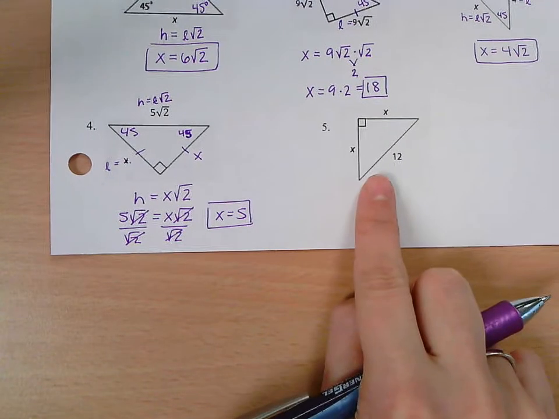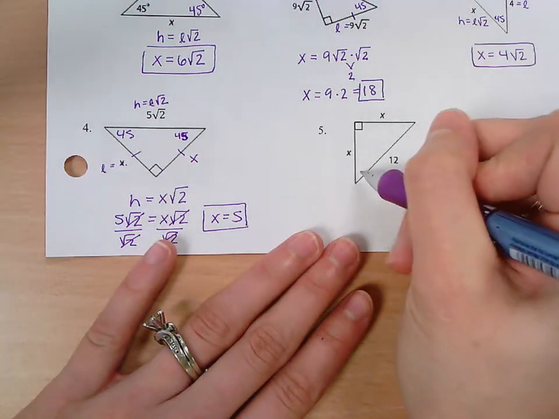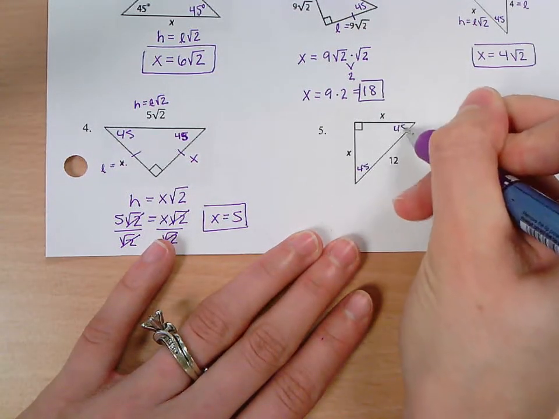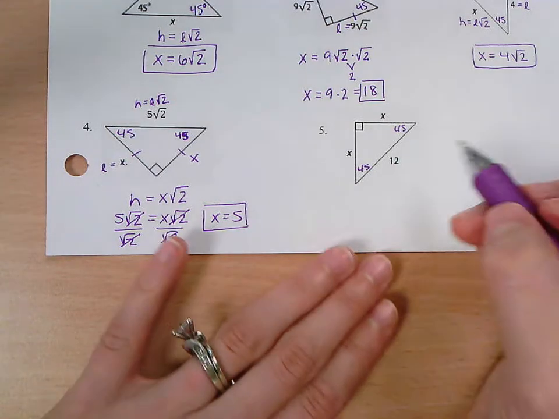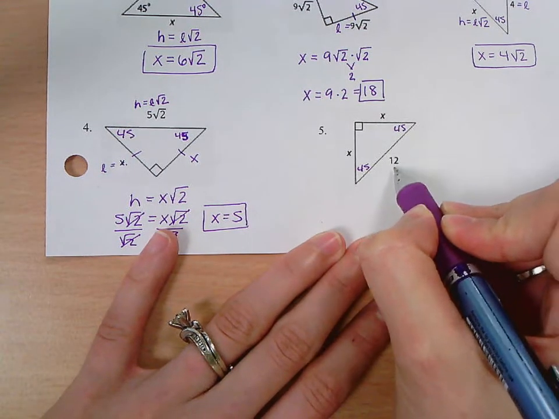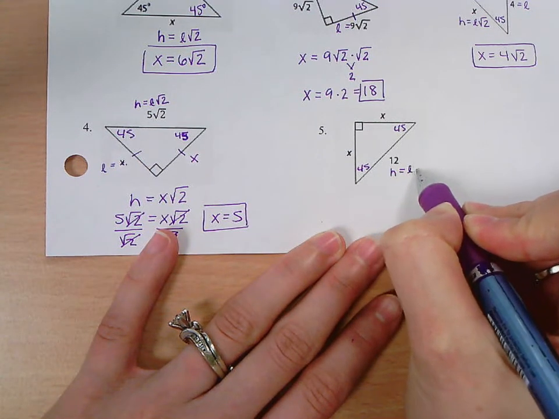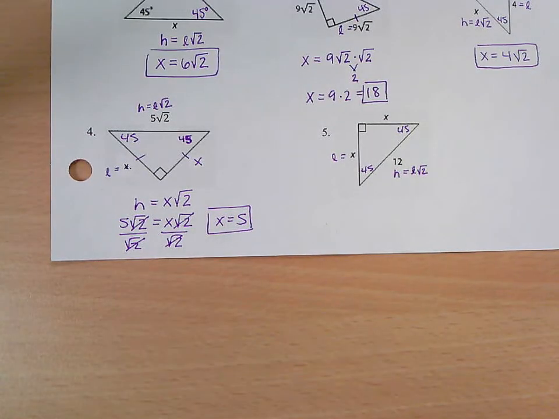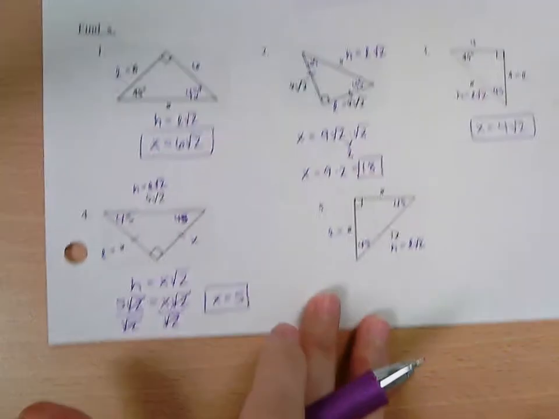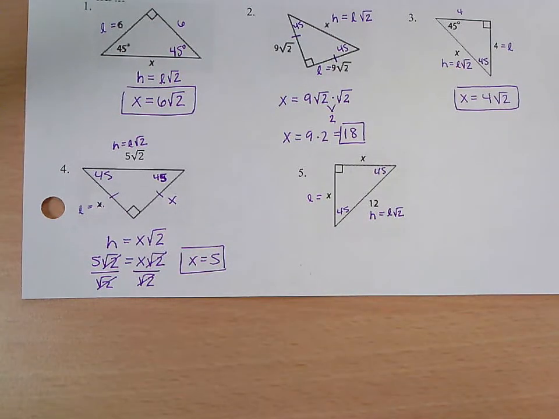So let's look at 5 as well. So we have our hypotenuse is 12. We're told both legs are X, so we know this is 45, 45, 90 since the legs are the same. And so this is my hypotenuse. It's equal to the leg times the square root of 2, and my leg is what I'm looking for. I'm looking for L, which is X. I'm trying to use the L and H from up here. I'm not trying to confuse you with all of the different variables.